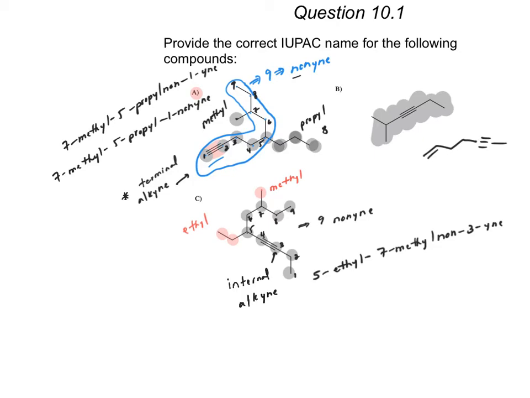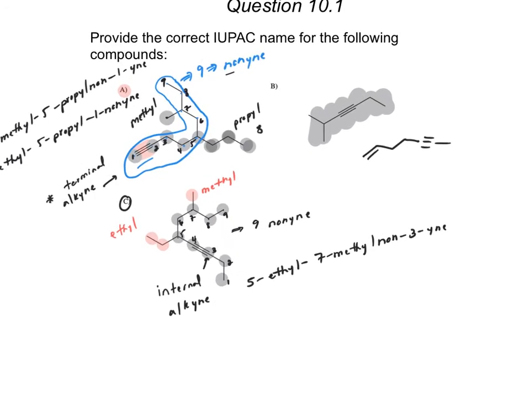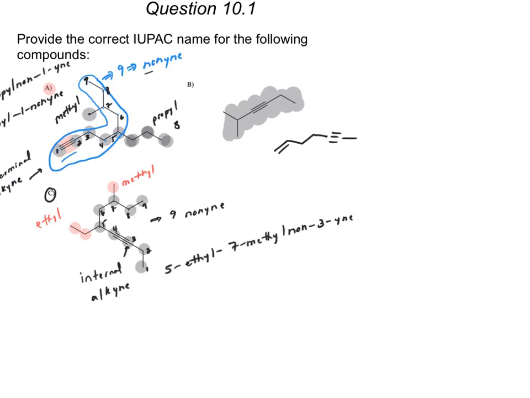Okay, so those are kind of the easier ones. All they have is the triple bond, so it's just an alkyne. Over here, I did give you guys this one to be a little bit more difficult. So this contains both a double bond and a triple bond.